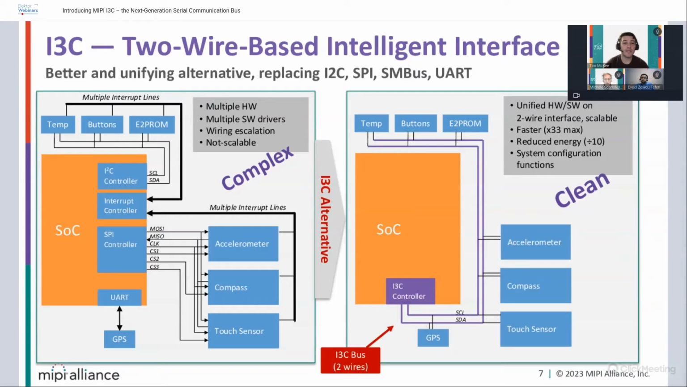So with I3C, this 2-wire interface brings much faster, up to 33 times faster, and reduced energy and a much cleaner design. As we know, more pins and more traces can cause more cost and complexity to any design.